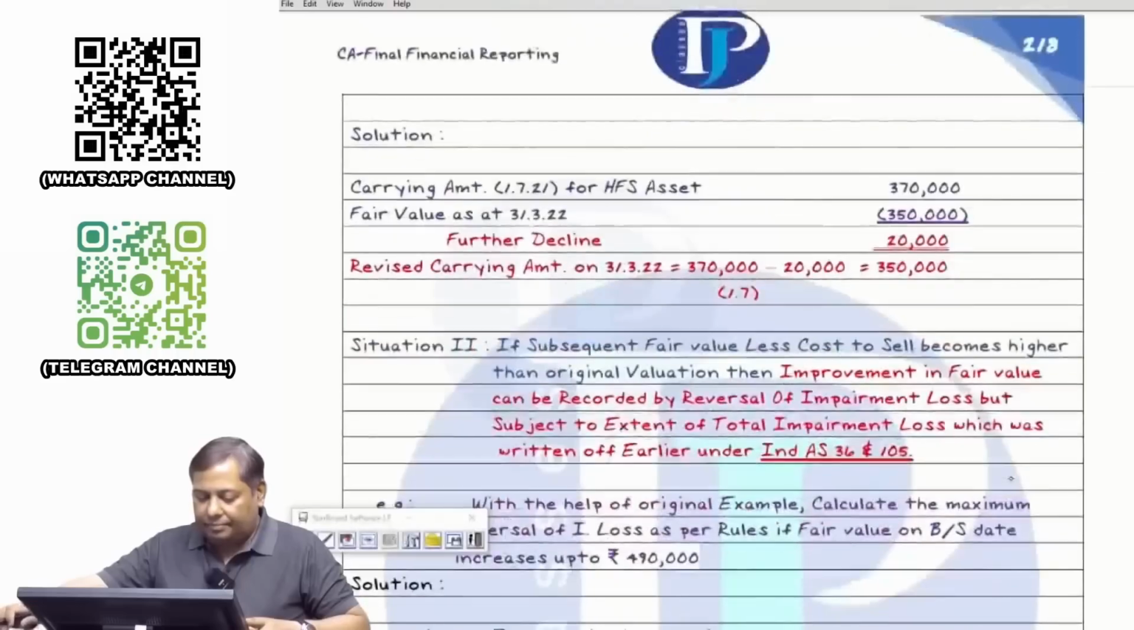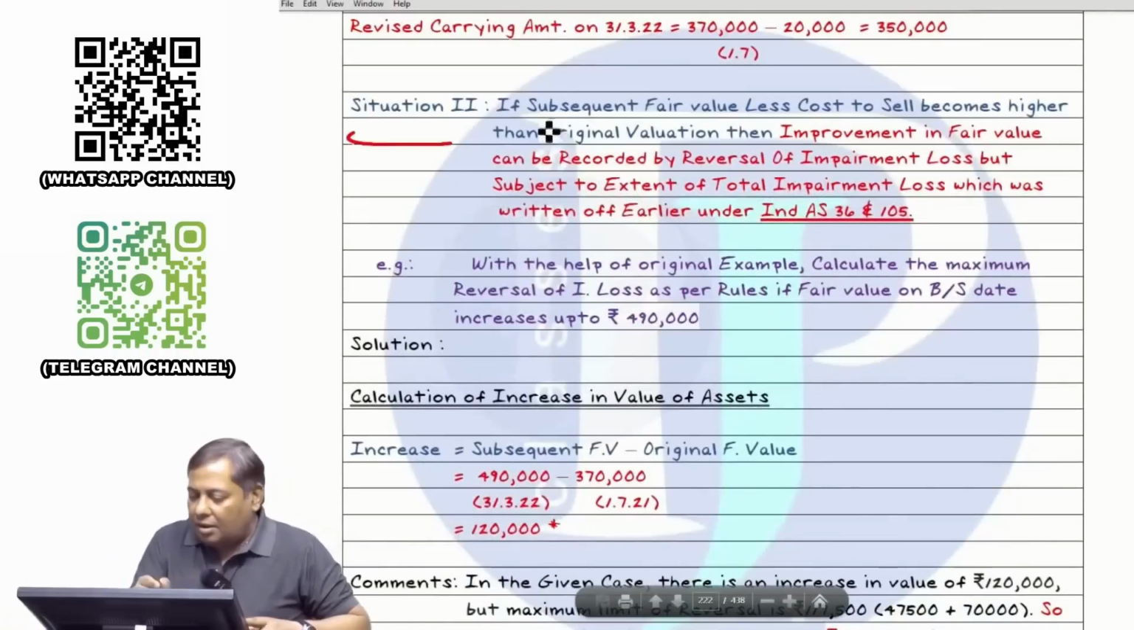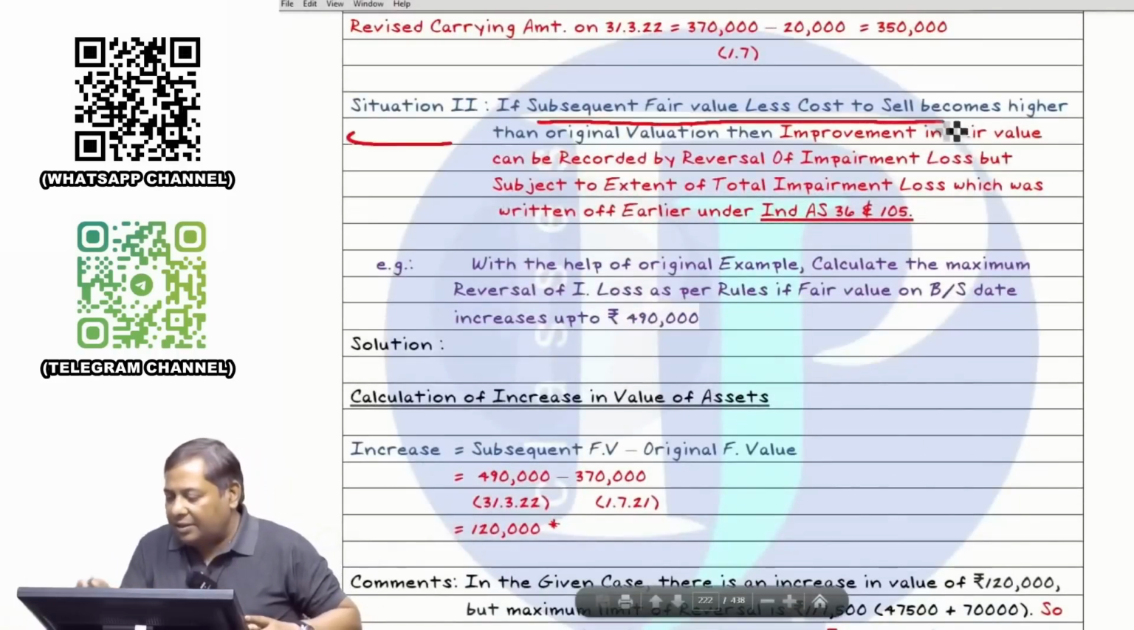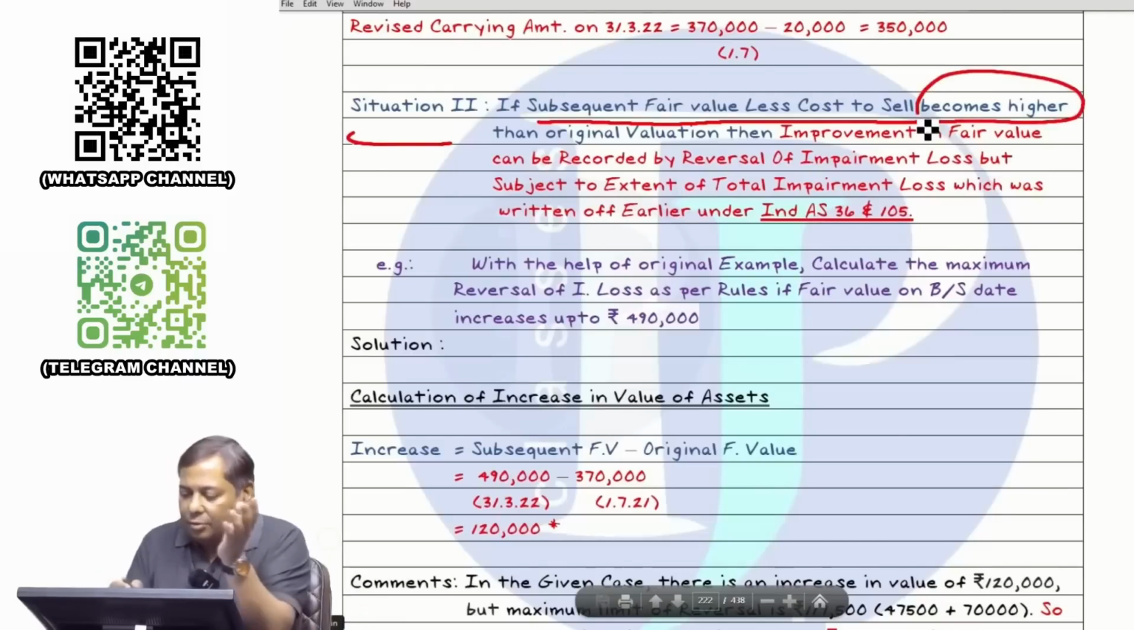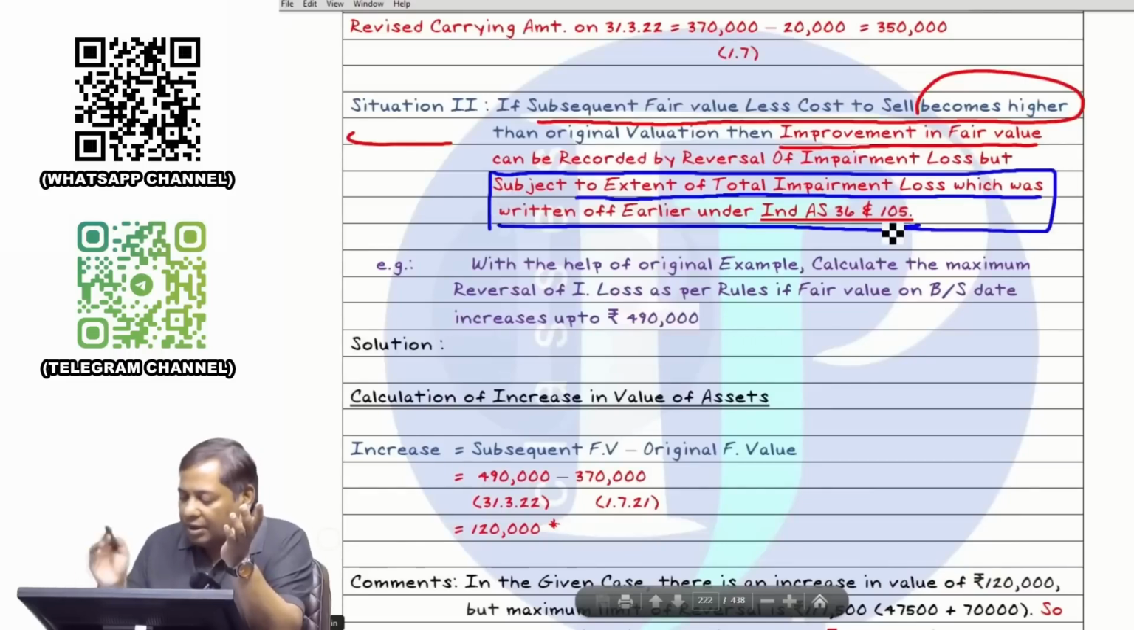Second case. Look, here is the second case. If the subsequent valuation increases, if it becomes higher, then you will see that there is an improvement in fair value to the extent of the total impairment loss which was written off earlier under Ind AS 36 and 105. Whatever you had written off in your past, you can reverse that much.